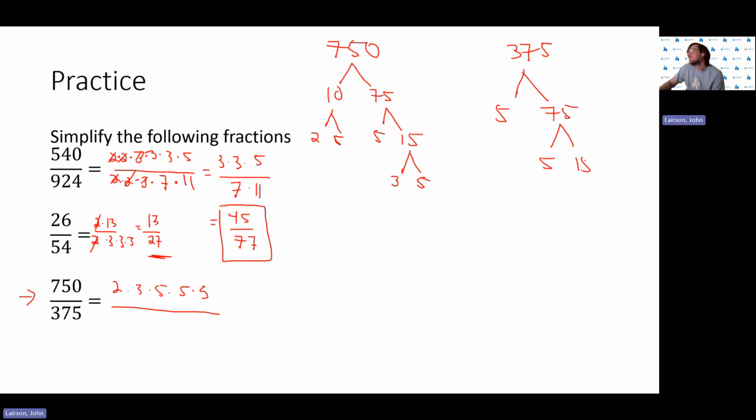So it's 5 times 15. And 15 is 3 times 5. So we have, what do we have? 3 and then 3 5s. 3 times 5 times 5 times 5.